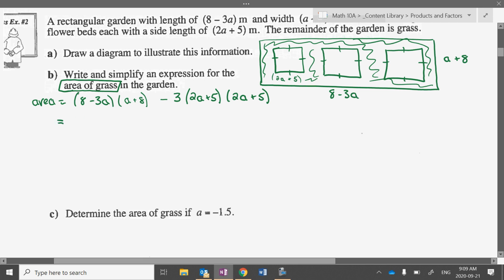So I'm going to multiply out the first piece. So I'm going to get 8a plus 64 minus 3a squared minus 24a. I'm just going to rewrite that minus 3, and I'm going to multiply it in afterwards.